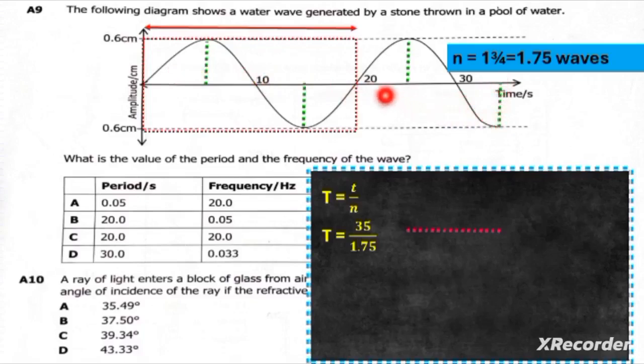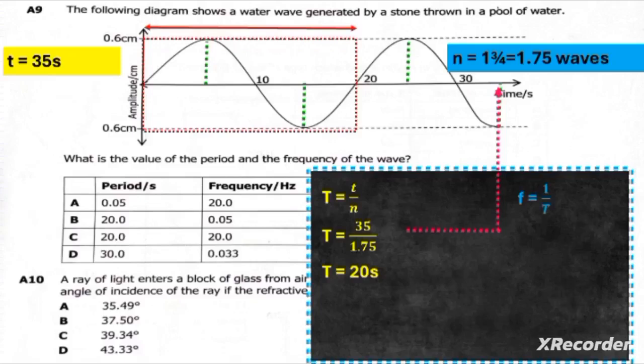So as we can see, here we have 20. So between 20 and 30 we have 25. Between 30 and 40 we have 35. So this is 35. So the time it is taken to make 1.75 waves is 35 seconds. So we are going to say 35 seconds divided by 1.75. We are going to get 20 seconds.